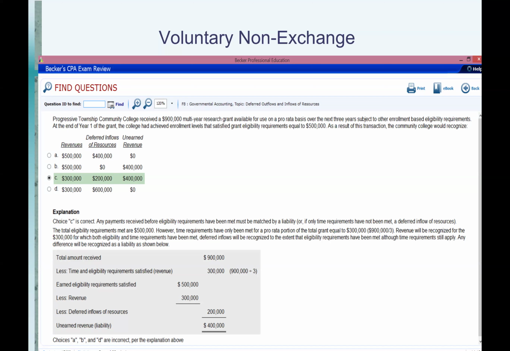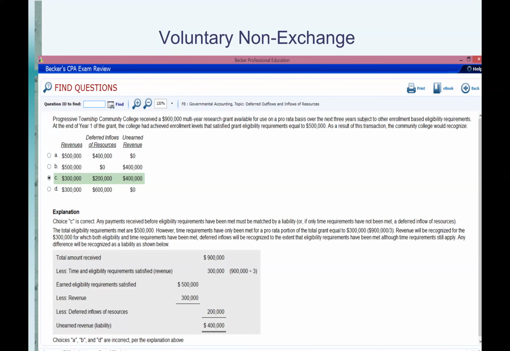And it is also subject to other enrollment-based eligibility requirements. At the end of year one of the grant, the college had achieved enrollment levels to satisfy amounts up to 500,000. As a result, the community college would recognize, and they want to say, how much revenue do you have here? How much deferred inflow do you have because you've met eligibility, but not time? And how much unearned revenue do you have because you haven't met either eligibility or time?